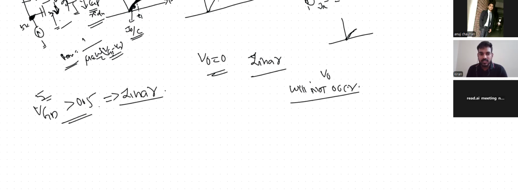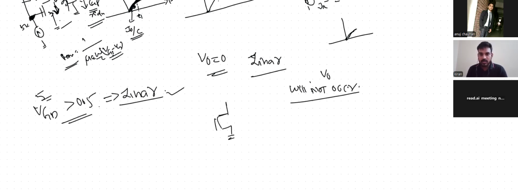VGD is always greater than 0.5. Why 0.5? Because 0.5 is our threshold voltage, to compare whether it is in linear or saturation. VGD is 5, which is always greater than 0.5, so it is always in the linear region only. It will never go to the saturation region. That is my first point.